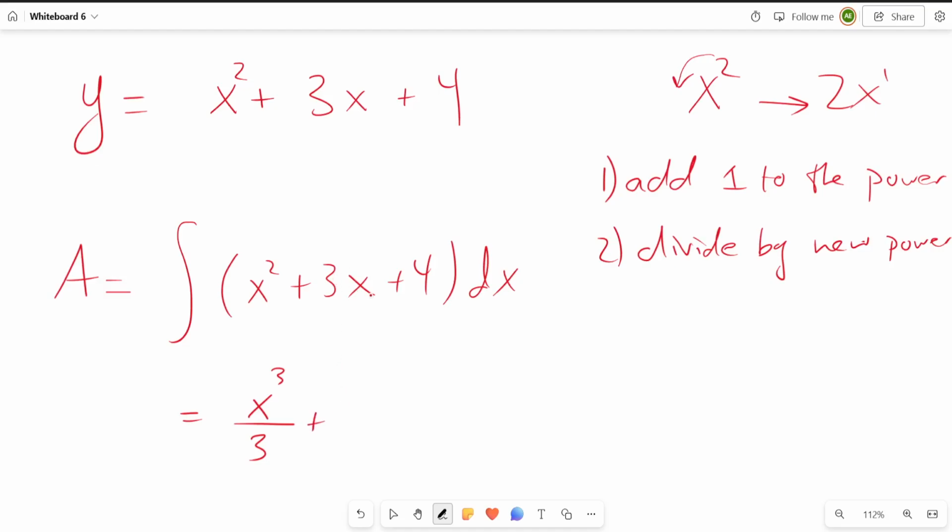Same here, 3x means 3x to the power of 1, so add 1 to the power, 3x to the power 2, and then divide by the new power. And then 4x, this is similar to 4x to the power 0. So if you want to add 1 to the power, it's going to be 4x to the power 1 divided by the new power, which is 1.